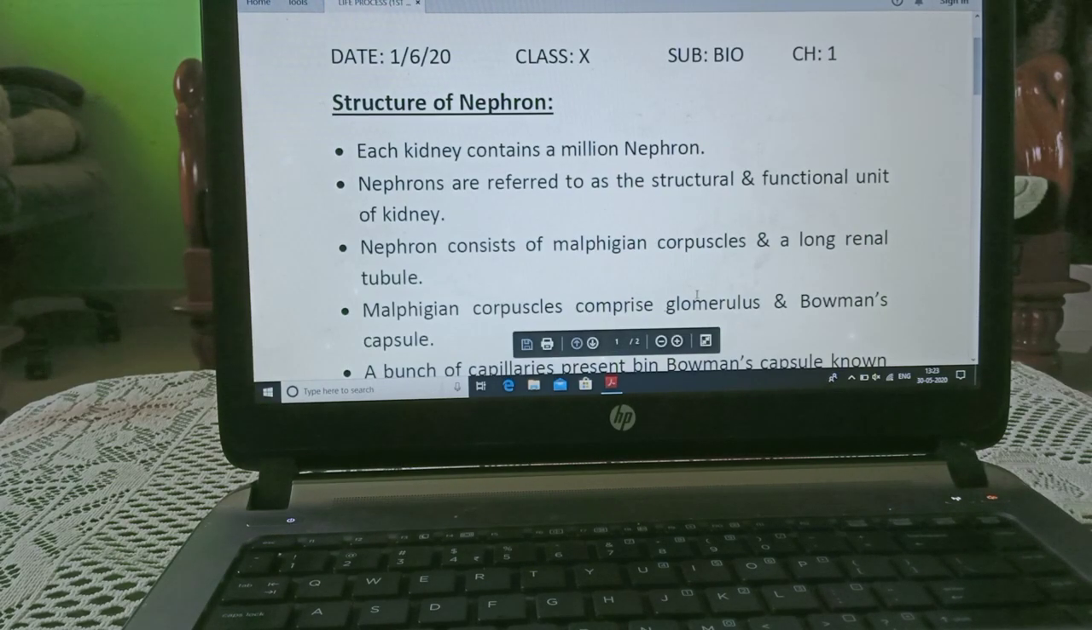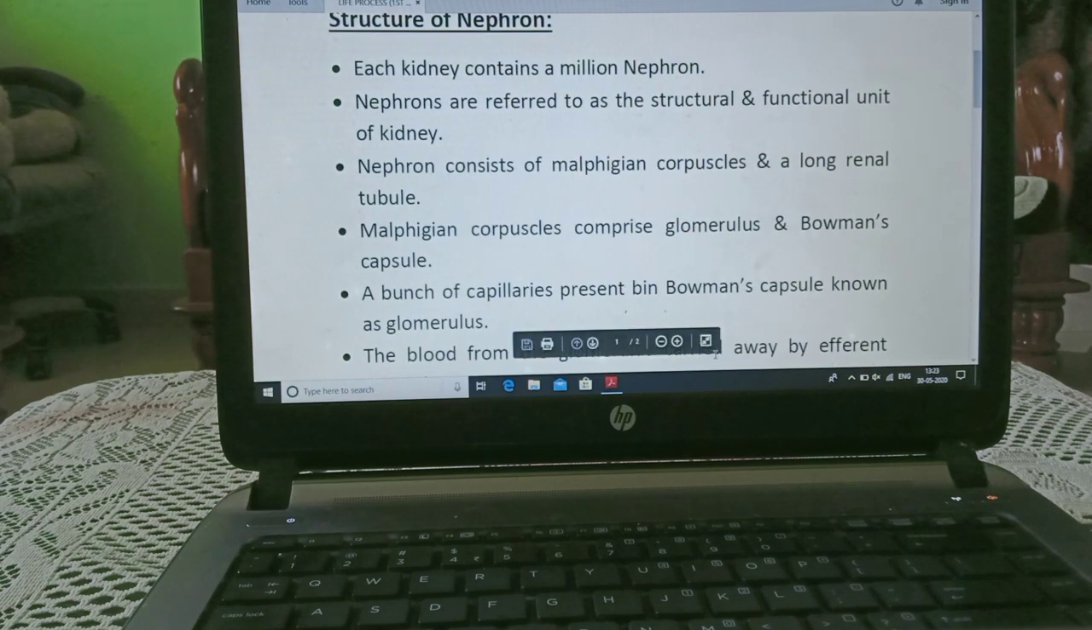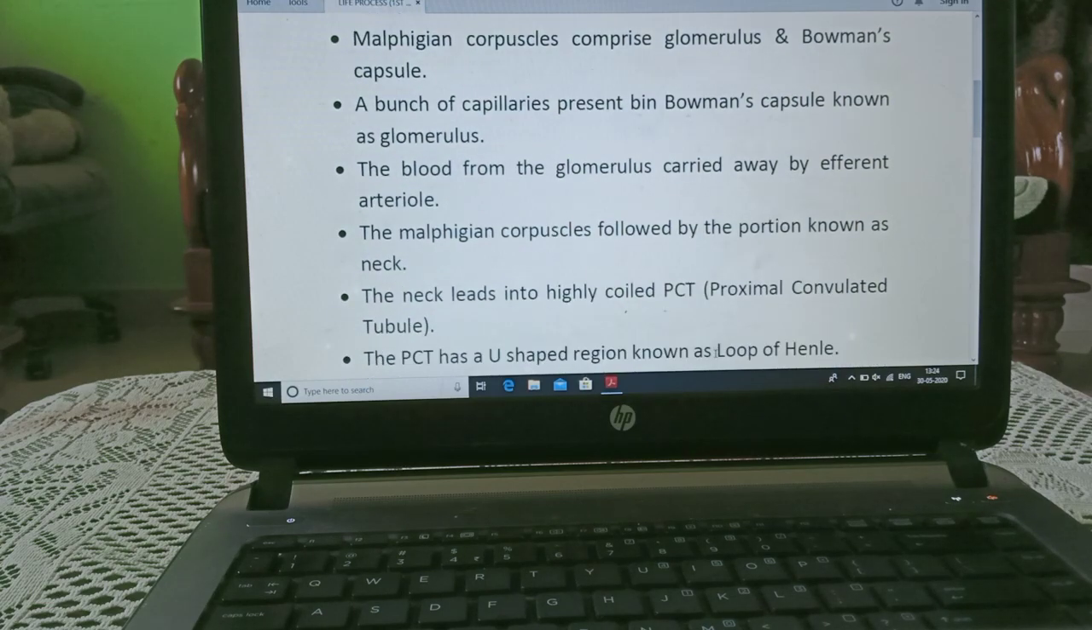Today we are starting with the structure of nephron. Each kidney contains 1,000,000 nephrons. Nephrons are referred to as the structural and functional unit of kidney. Nephron consists of Malpighian corpuscle and a long renal tubule. Malpighian corpuscle comprises glomerulus and Bowman's capsule.